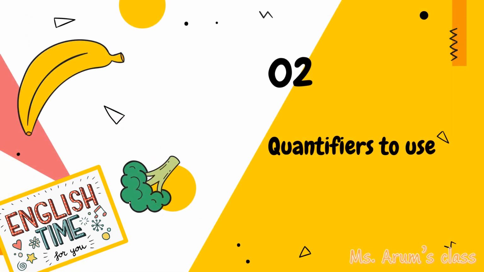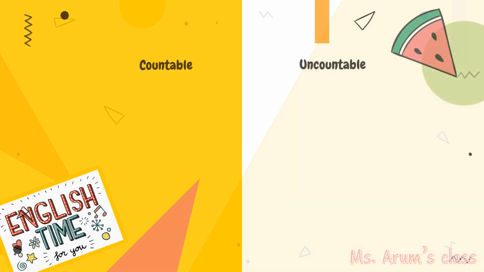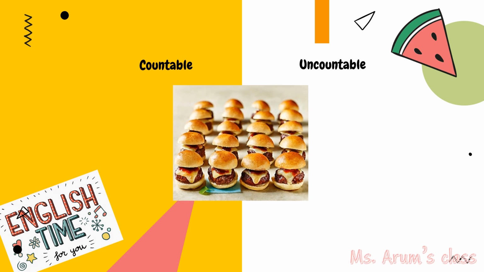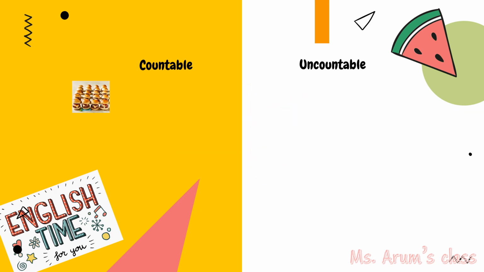Now, what are quantifiers for countable and uncountable nouns? Let's see. Now, when we want to use a quantifier, we have to decide whether the object that we are describing is countable or uncountable. You have learned some examples of countable and uncountable nouns, right? Now, let's use them. What did you say about 20 burgers? Right, a lot of burgers.